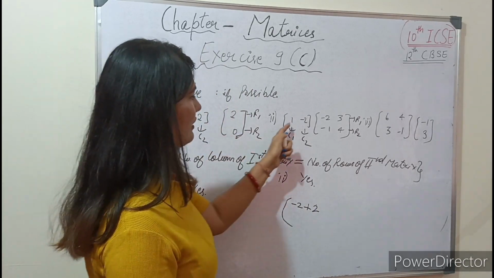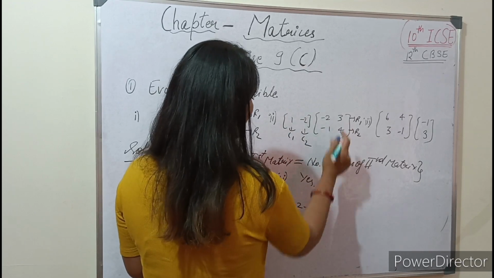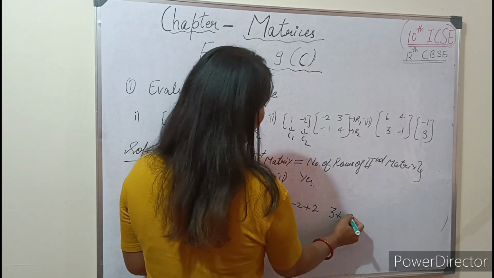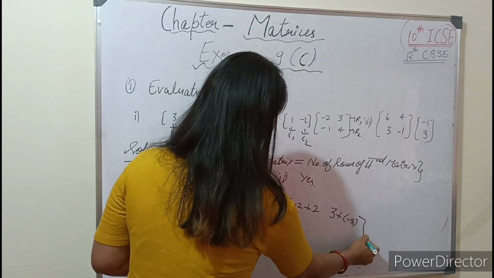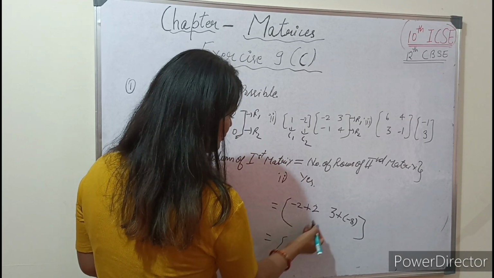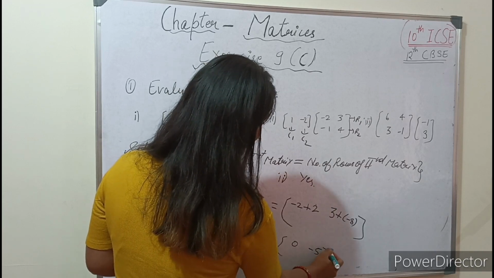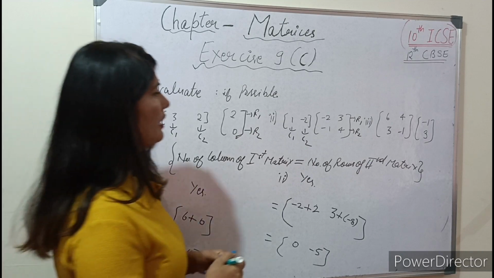In the similar way, the same row multiplied by the second column. So 1 multiplied by 3 is 3, plus minus 2 multiplied by 4 is minus 8. Now close the bracket. So your answer is minus 2 plus 2 is 0 and 3 minus 8 is minus 5. This is your answer. Now moving to the third part.